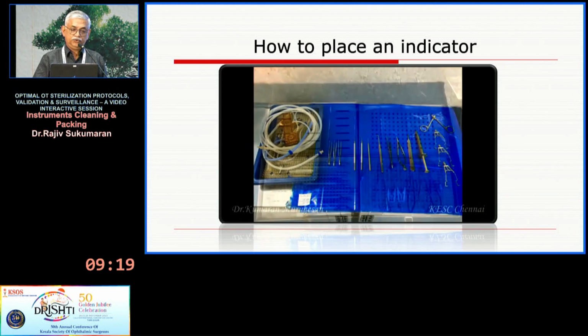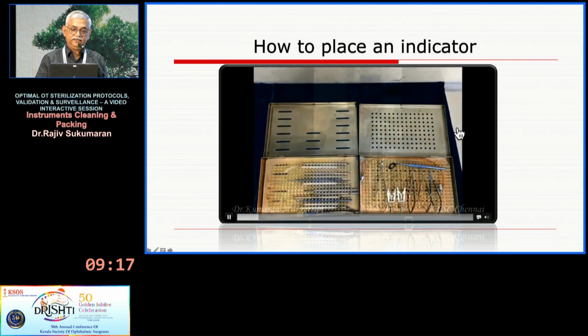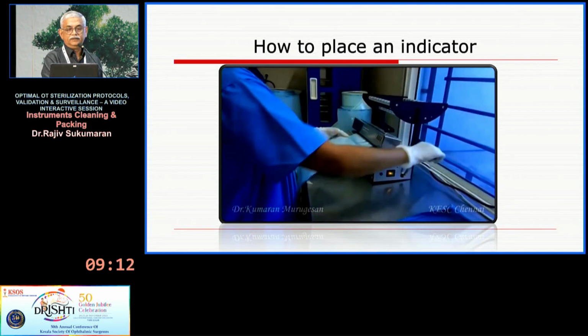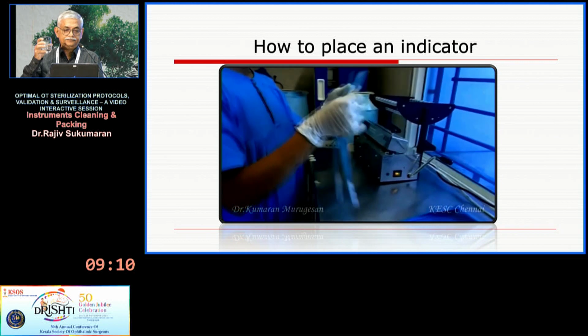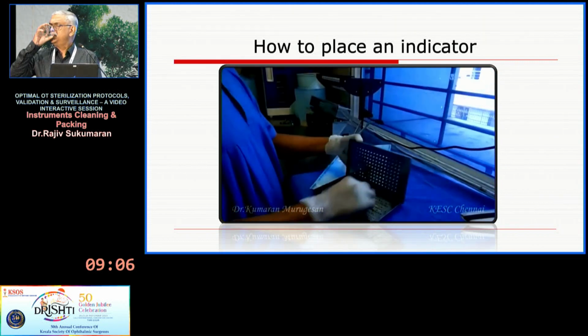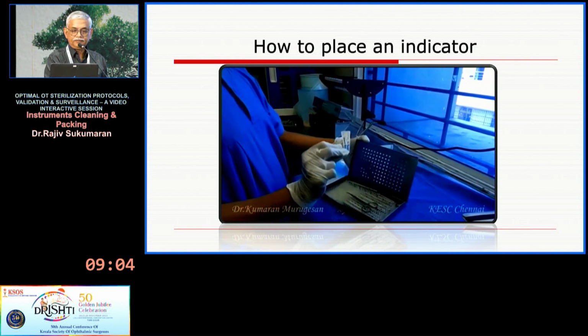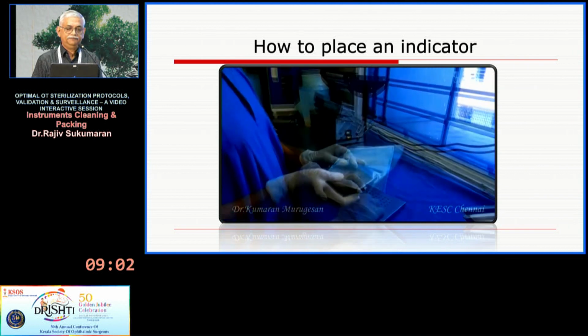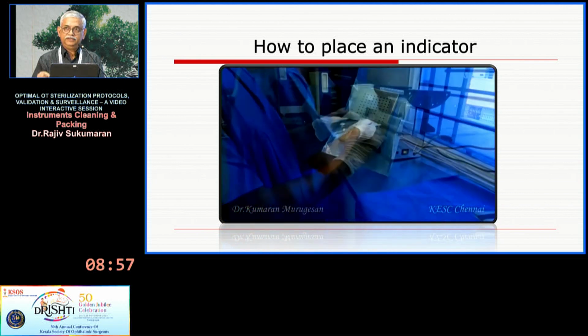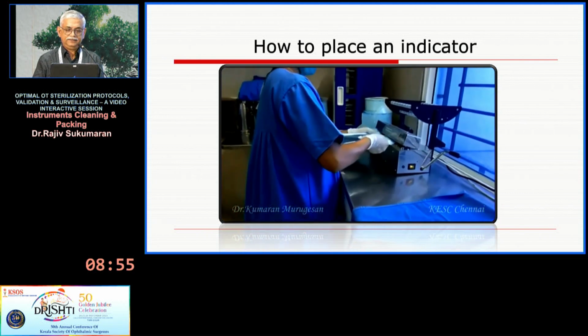Now I'll show you how to place an indicator in the set. That is class 5 within the instrument tray along with the instruments. Seal it.